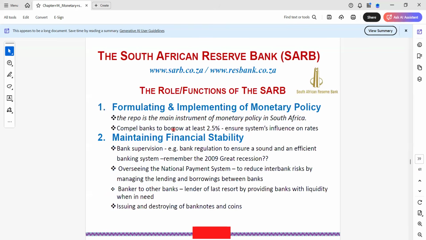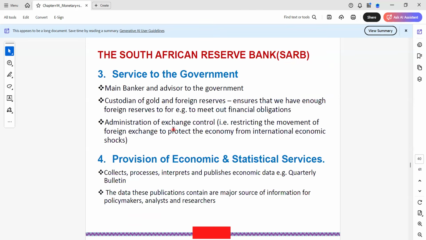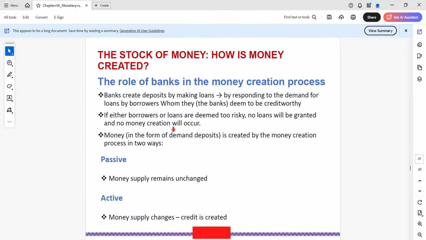So the four functions or roles of the South African Reserve Bank are to formulate and implement the monetary policy, right? They formulate it and they implement it. And under the monetary policy, it has its own instruments such as the repo rate, the open market transactions, the cash reserve requirements, right? It also maintains financial stability and provides service to the government since it is the main bank of the government. And then it also provides economic and statistical services in the form of collecting, processing, interpreting and publishing economic data, right?